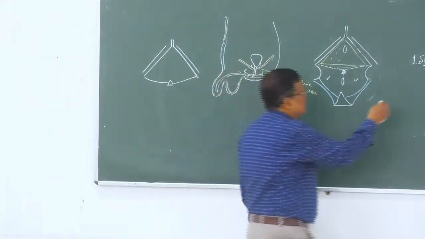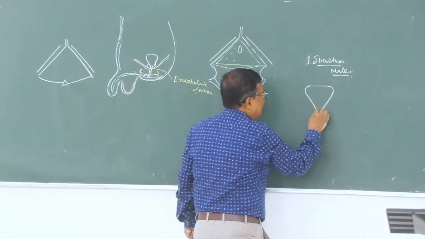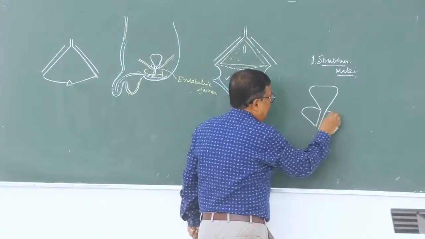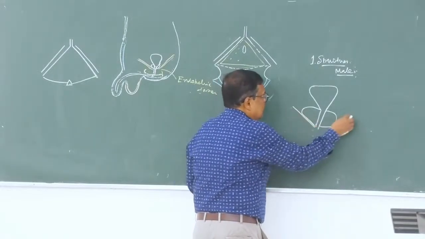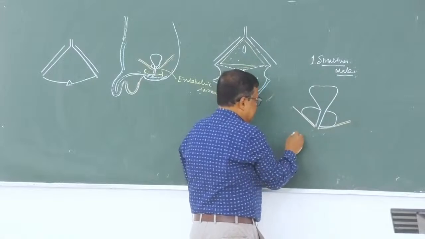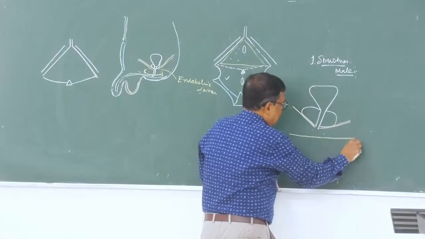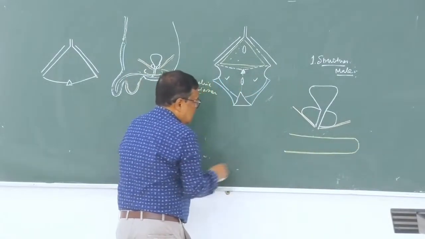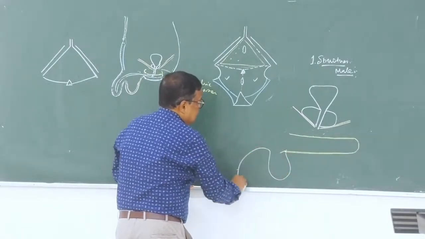If we look here, it is the bladder, it is the prostate, it is the levator ani or pelvic diaphragm, then the deep perineal pouch, then the superficial perineal pouch, and it goes this way towards the scrotum, the apex.